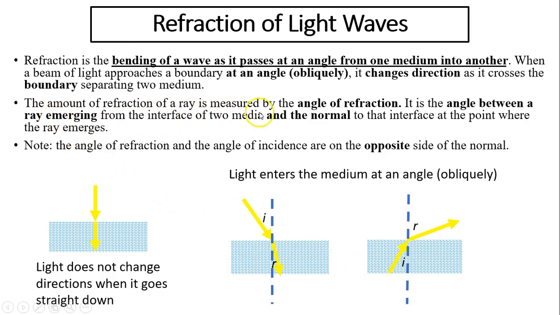The amount of refraction of a ray is measured by the angle of refraction. In this case, the angle of refraction is the angle of the refracted ray with the normal, and that's R. Note the angle of refraction and angle of incidence are on opposite sides of the normal. So if the angle of incidence is on the left, the angle of refraction has to be on the right. Light does not change directions when it goes straight down. There is no changing directions over here.